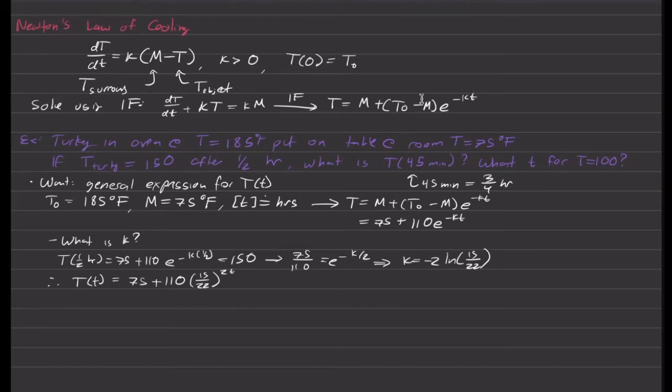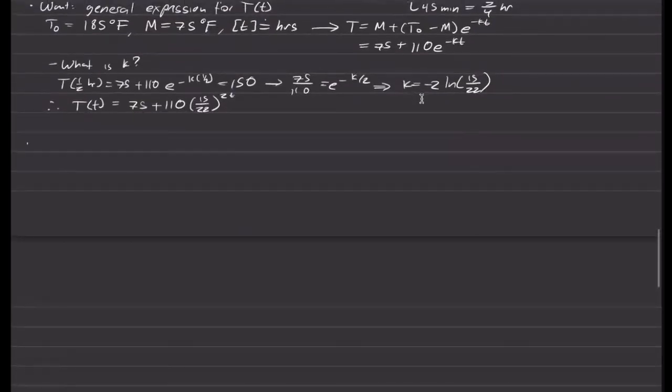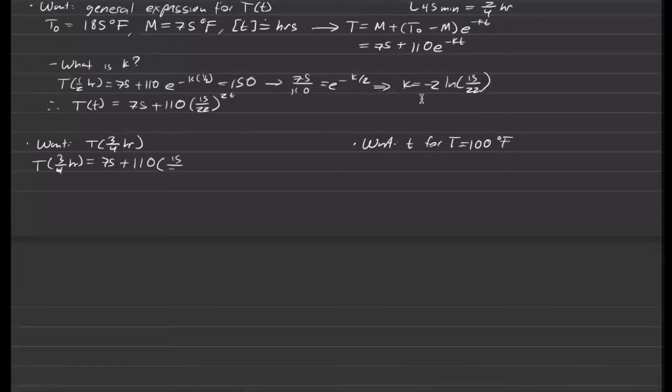Okay, so we wanted two things. One of the things that we wanted was T after 3/4 of an hour. The other thing that we wanted was the time for the temperature to be 100 degrees Fahrenheit. So T of 3/4 is just 75 plus 110 times 15 over 22 to the power of 2 times 3/4. If you solve that out, you'll get that the temperature is about 137 degrees Fahrenheit after 45 minutes.